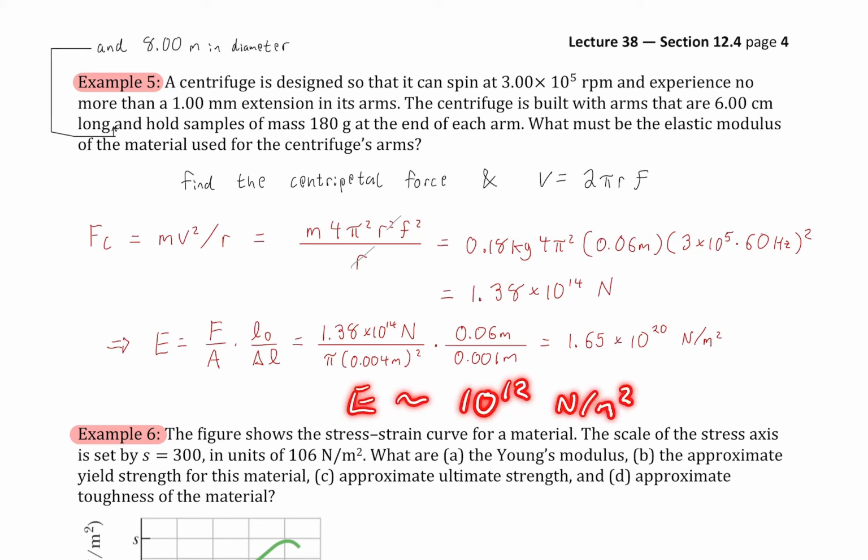Those are some of the strongest, least stretchable materials out there, but no common substance, nothing probably short of a neutron star, has such a high elastic modulus of 1.65 times 10 to the 20. So that means nothing's that strong, and we better go back and redesign our centrifuge because it's going to stretch more than 1 millimeter.